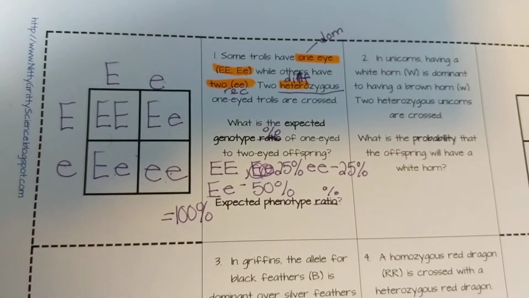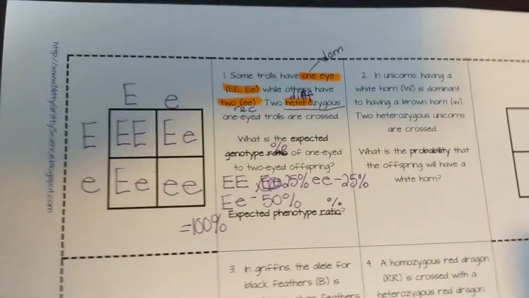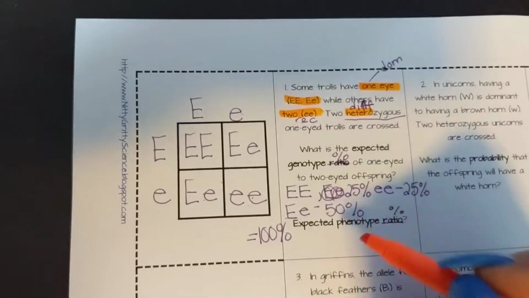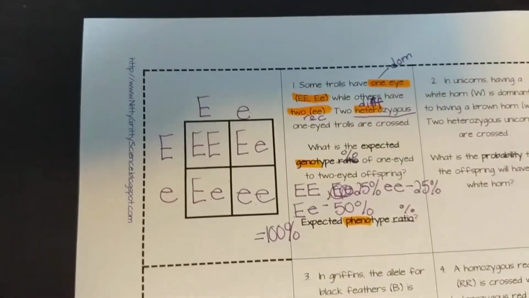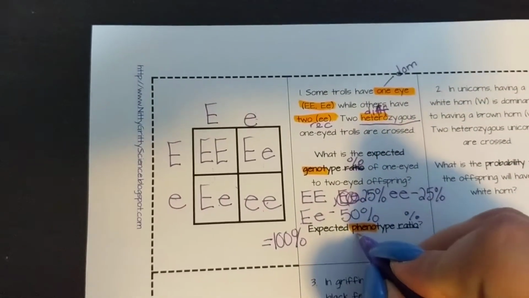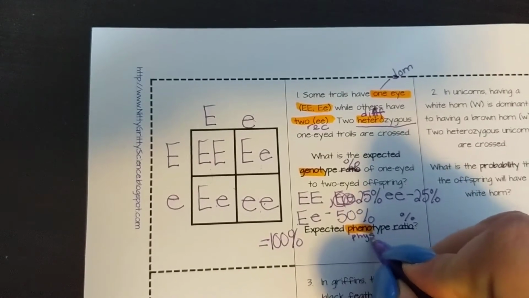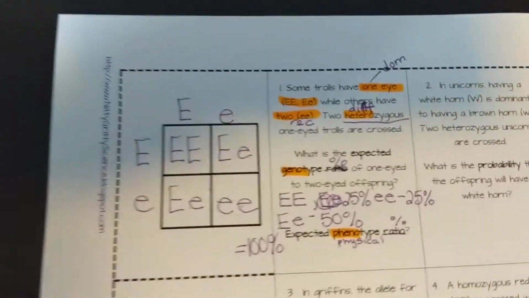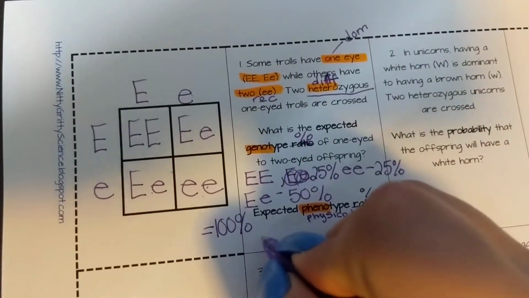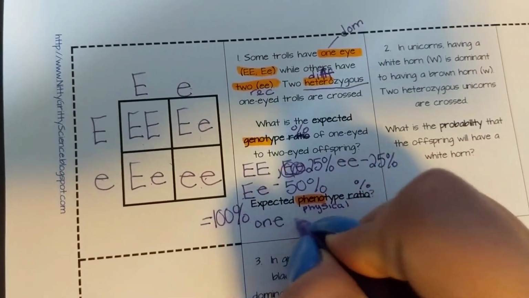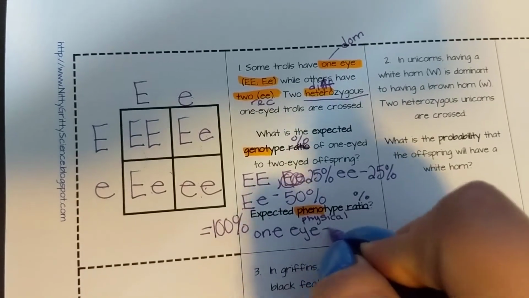Expected phenotypical ratio. So phenotype, it's important that we highlight the word phenotype. This is physical, okay? So what are we going to see on the outside physically? So that would be one-eyed troll or 2 eyes.